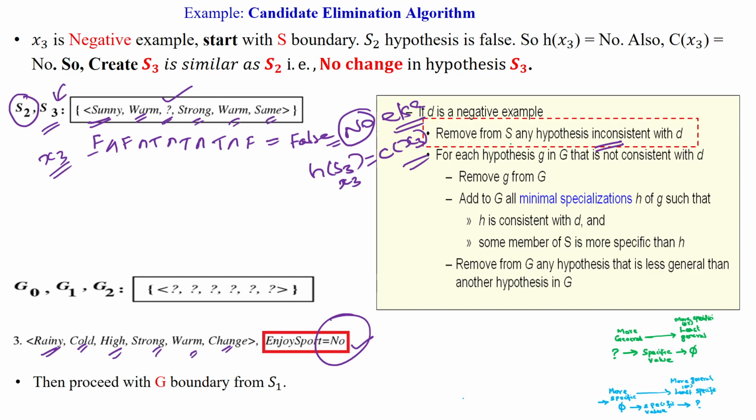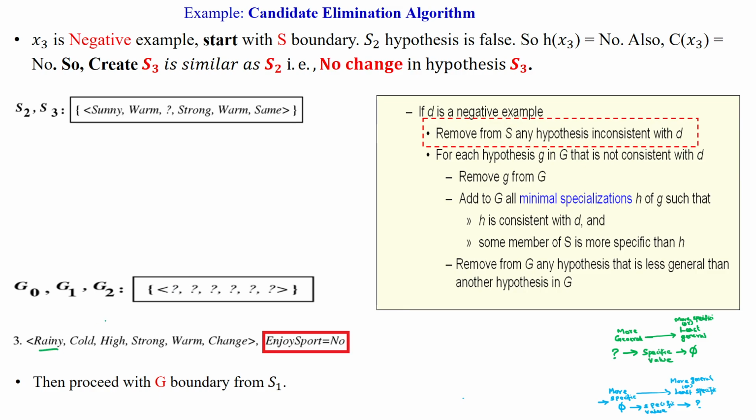The next step is that for each hypothesis in the general boundary we have to check whether it is consistent or not. Now look: the question symbol is compared with the first constraint in x3, rainy. Is it accepting? Yes, it is accepting, true. And cold, yes, it is also accepting, true. And high, yes, also accepting, true. And strong, yes, also accepting, true.